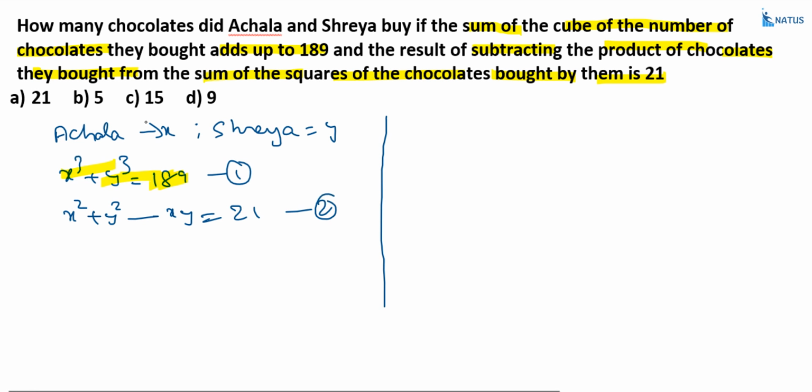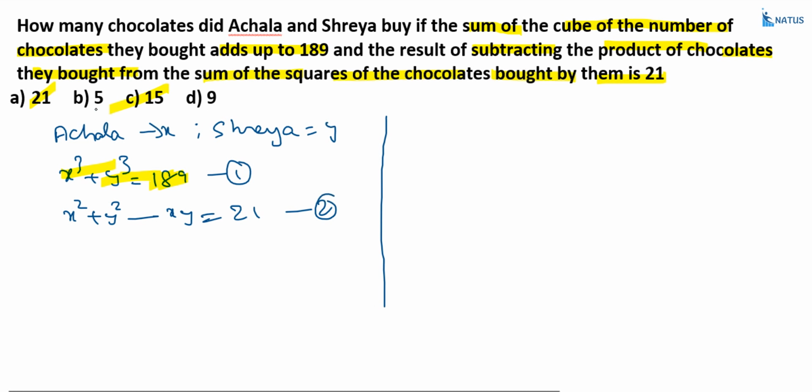Now suppose one number is 5, what happens? What is the other number? The other number is also less than 5. Suppose 5 cube is equal to 125, and twice that is 250. So the sum must be less than that. So this is not correct, and this is not correct. Now any one of these two options.